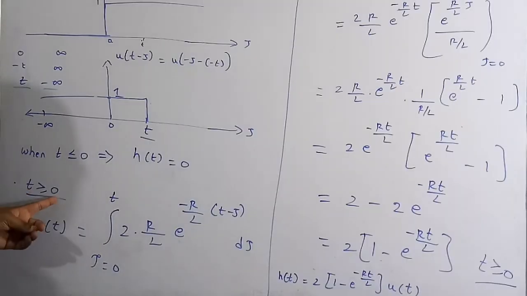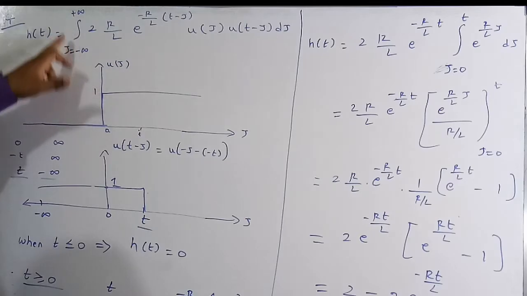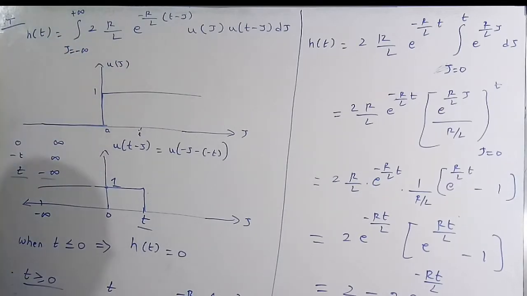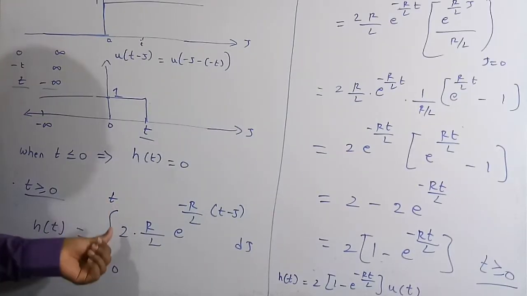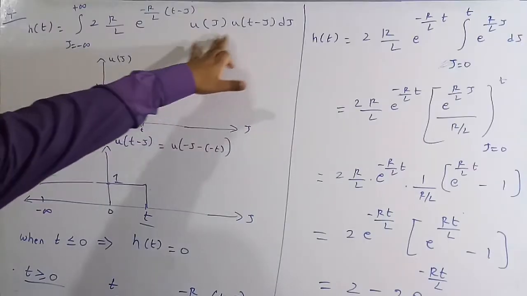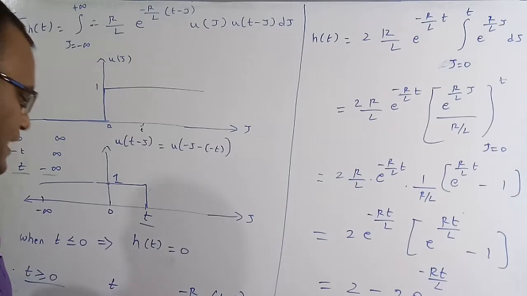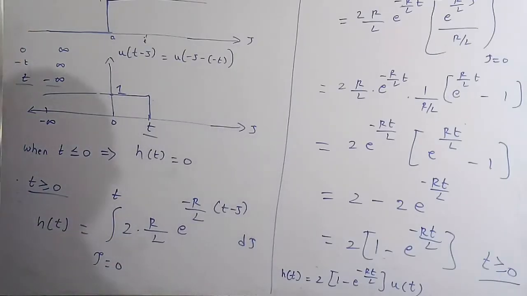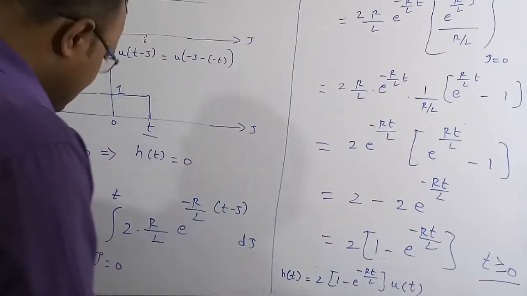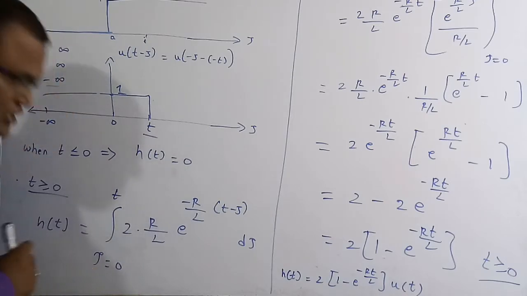Therefore, for t greater than or equal to 0, h of t, the total limit is going to converge to tau equal to 0 to t. The same thing I have written again. So 1 into 1, both are 1 in this region, and 1 into 1 is again 1. Same thing I have written again here. So now I need to do this integration. See here, I am going to do integration with respect to tau.